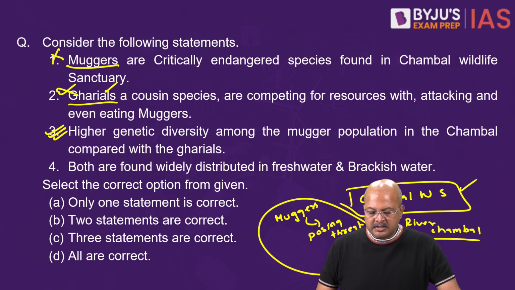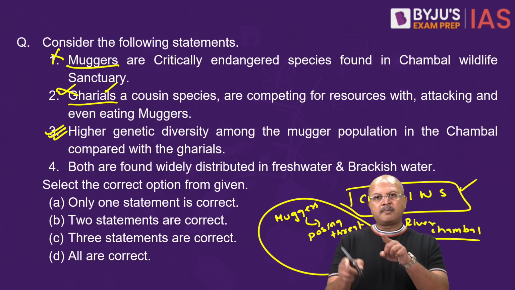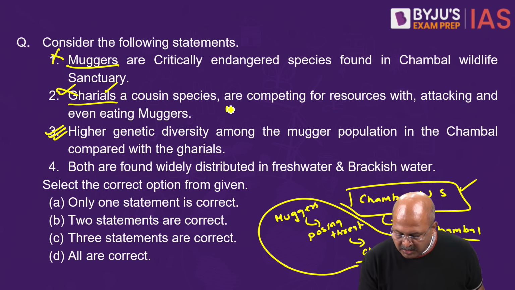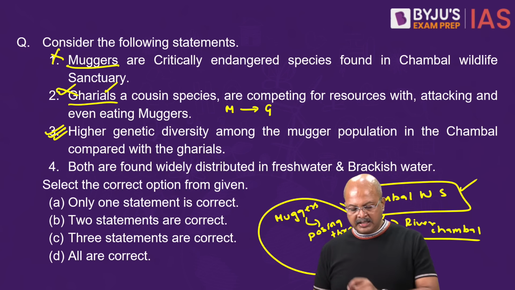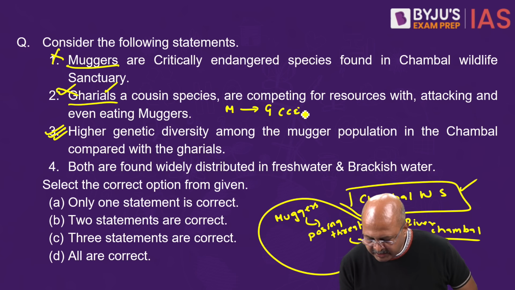Gharial, a cousin species, are competing for resources with, attacking and even eating muggers. It is the opposite of that. Remember, muggers are eating Gharials, and Gharials are critically endangered.